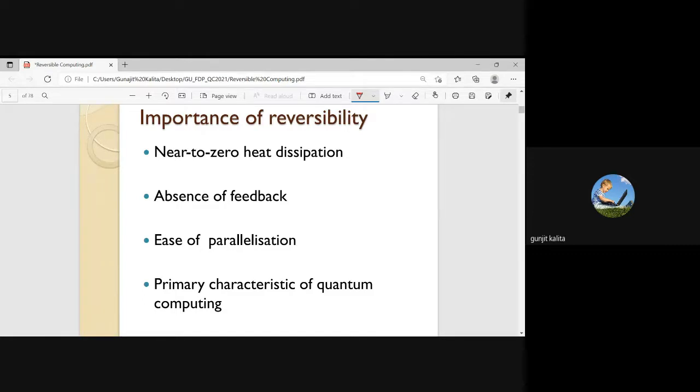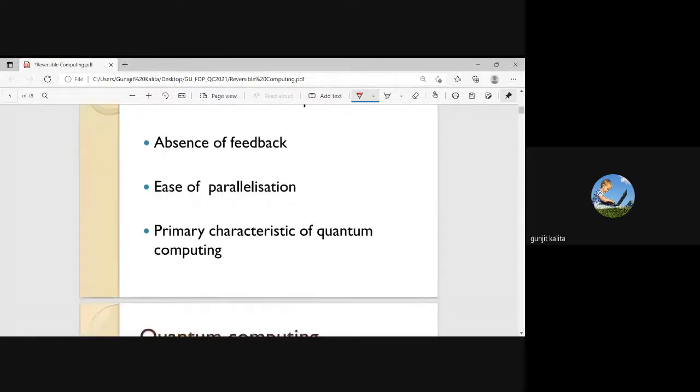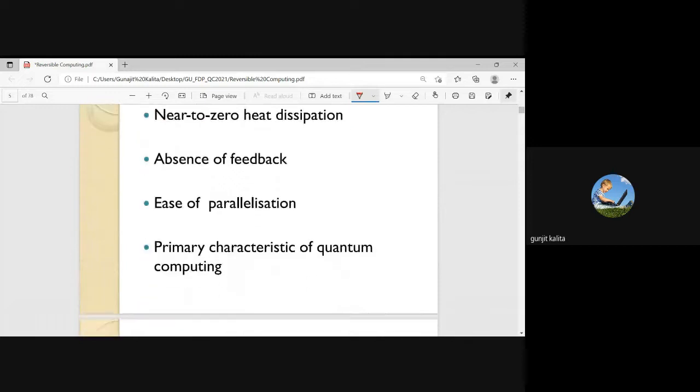This reversible concept is also helpful for designing parallel systems. We'll see how this is possible later. It helps to achieve parallelism. Again, this is the term we know, and this particular FDP is on quantum computing. So the primary characteristic of quantum computing is reversibility. That's why these are some of the importances of reversibility.